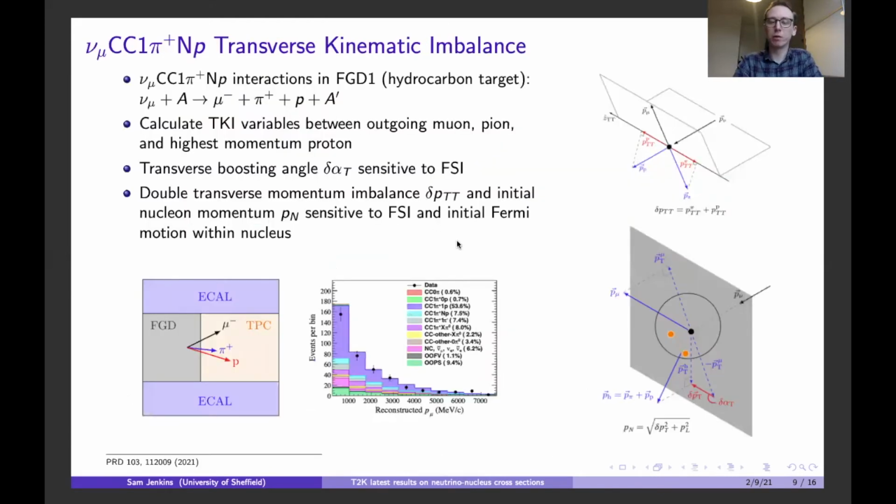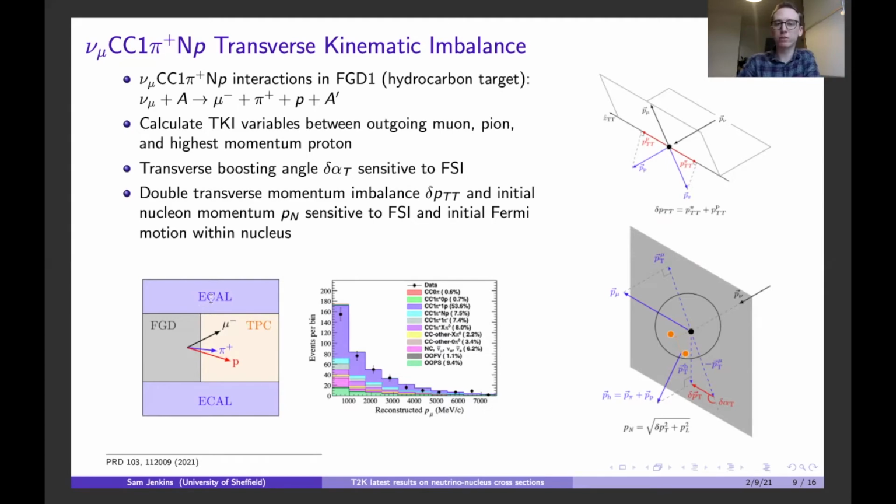So the first measurement that I'm going to talk about from ND280 is that of the nu-mu CC1 pi plus with n protons measurement of transverse kinematic imbalance. So the signal for this is interactions which happen in FGD1, and we look for a single negative muon, positive pion, and any number of protons. Because of detector efficiencies, we do require that those 3 particles exit into the TPC, so there are some phase space constraints placed on this analysis.